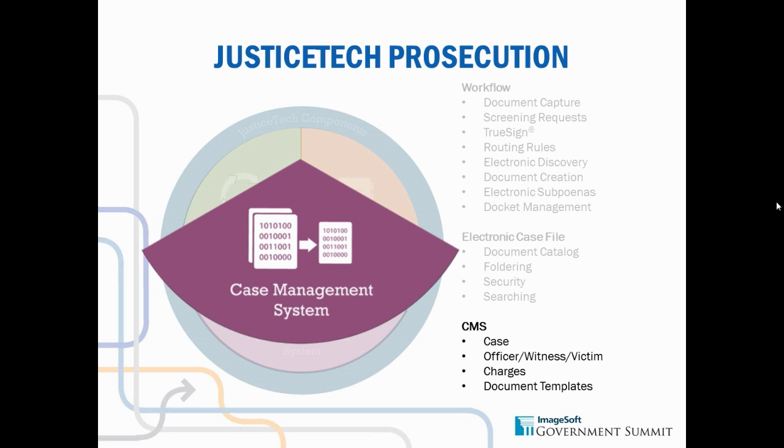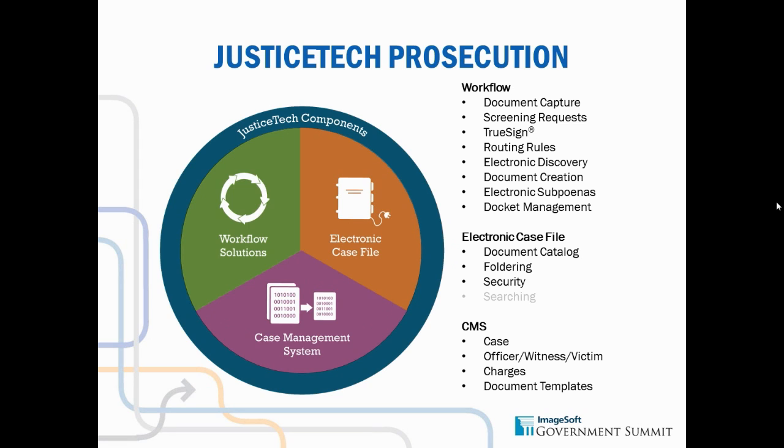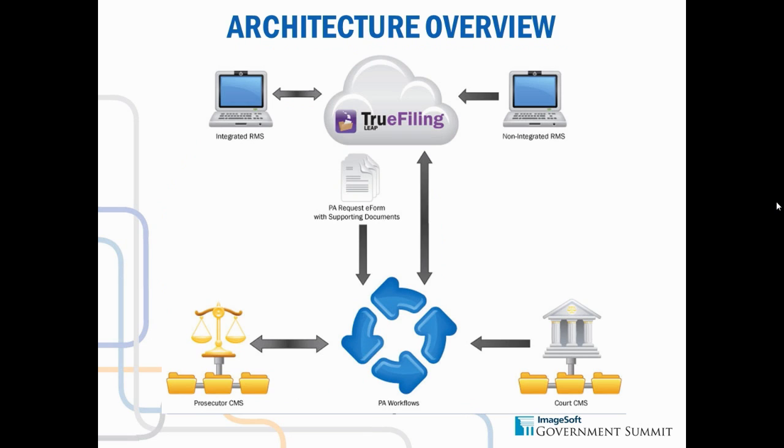We've got some Justice Tech components that wrap around this solution. There are a number of them, but True Filing LEAP is our electronic filing system that allows law enforcement agencies to electronically communicate with the prosecutor's office. So there's True Filing up top. We've got a number of different ways of integrating with the records management system, that's the police RMS system. We've got a fully integrated version, where the law enforcement agency doesn't need to leave their RMS system in order to communicate with the prosecutor's office.